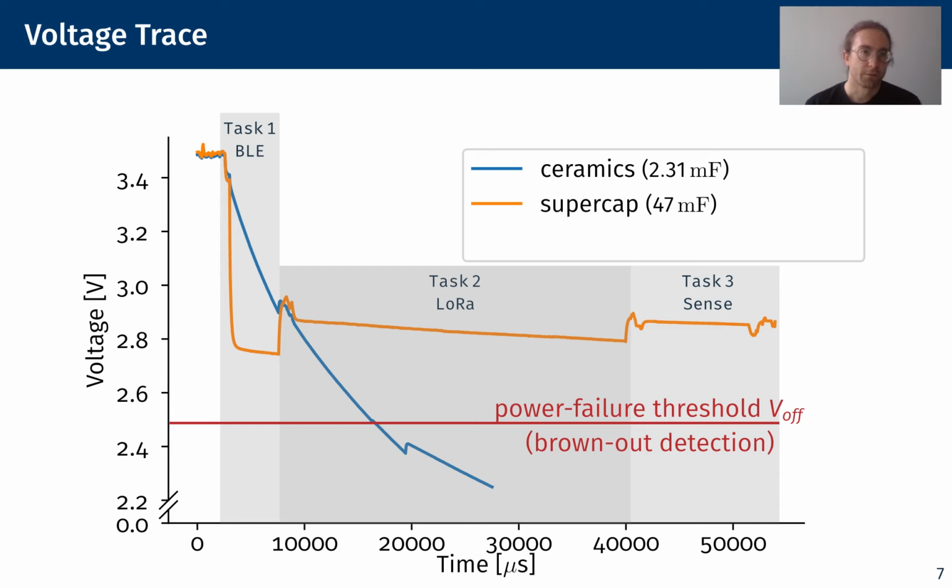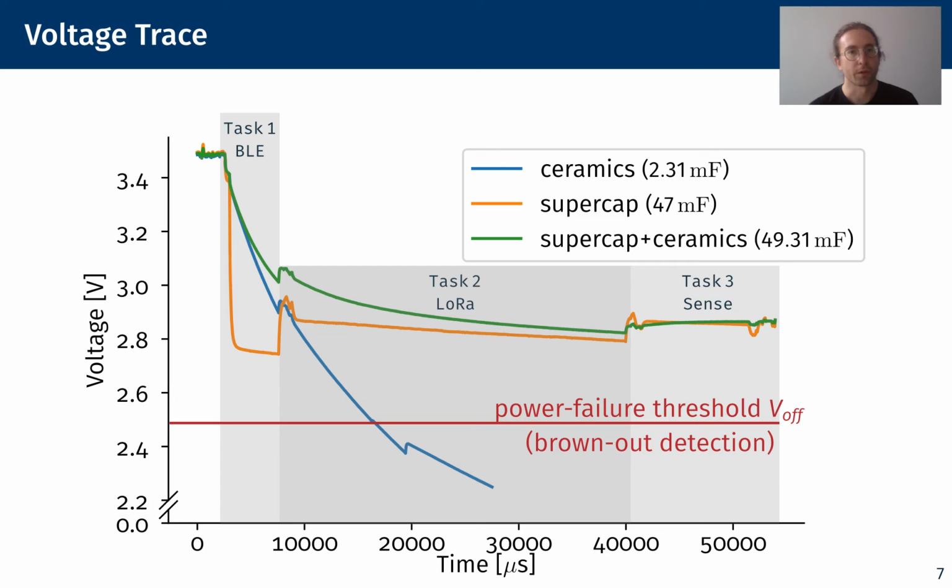But if you have a look at the start of task 1, we see a rather high voltage drop, spanning the range of several hundred millivolts. This makes up a huge part of the overall usable voltage range, which is rendered unusable because we have to guarantee that the voltage does not drop below the power failure threshold voltage. Interestingly, if you combine the two capacitor types, we have enough energy to execute the whole task set and also greatly reduce the effect of the voltage drop.